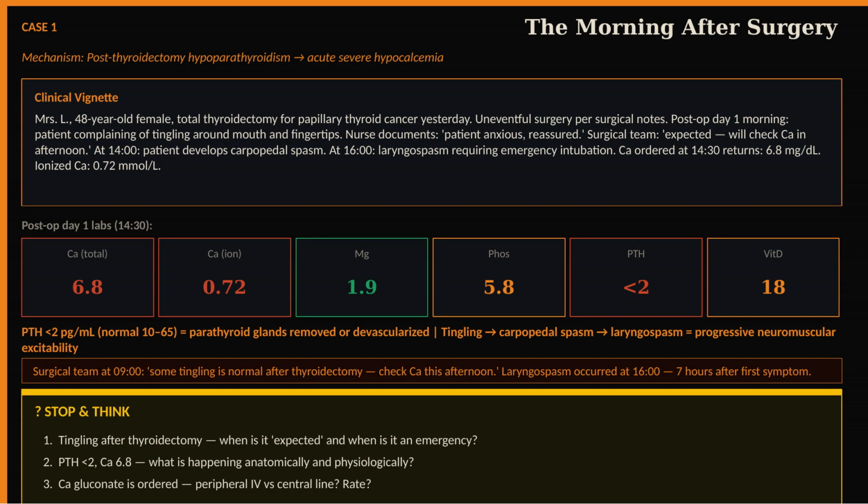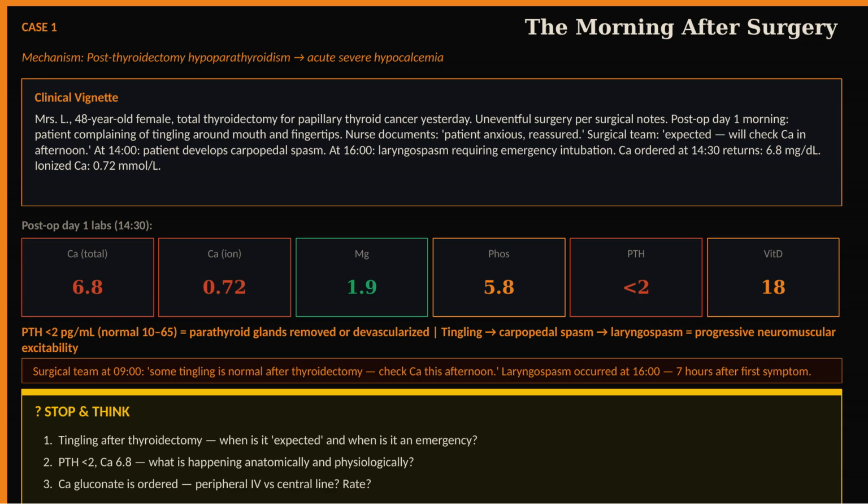Mrs. L, 48, total thyroidectomy for papillary cancer yesterday. Surgery noted as uneventful. Post-op, day 1, morning. She's tingling around the mouth and fingertips. The nurse documents, patient anxious, reassured. The surgical team says, expected. We'll check calcium this afternoon.